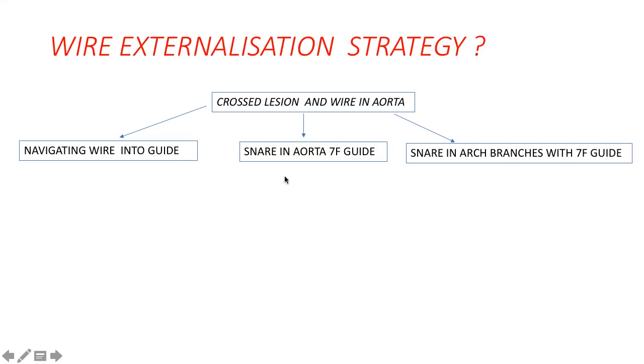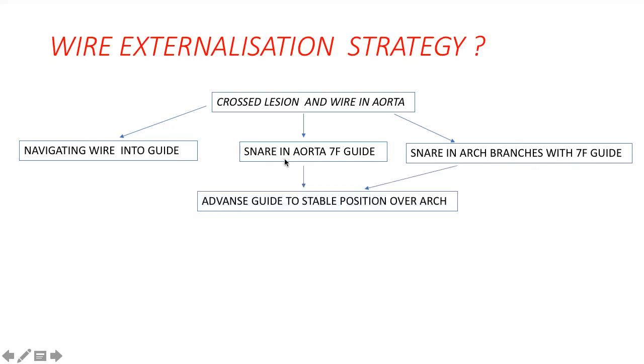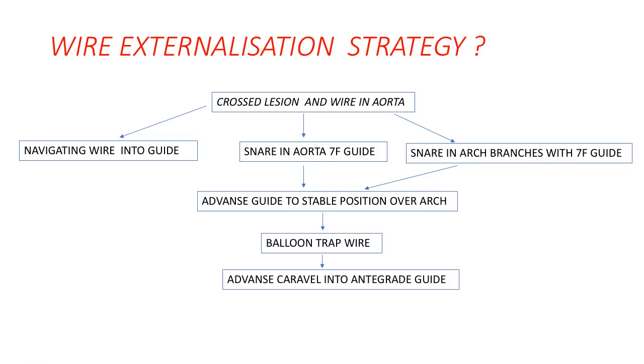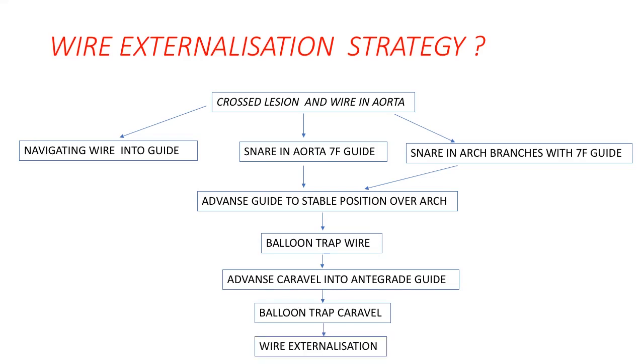views. And the second is snare the wire in the aorta, or snare the wire in the arch branches with the 7 French guide as backup for the snare. If you snare the wire in the aorta or arch branches, then you advance the guide to a stable position over the arch, and then you balloon trap the wire in the guide and advance the Caravel, that is your microcatheter, into the antegrade guide, and then balloon trap the Caravel, and then do RG wire exchange and externalization. But if you can navigate the wire into the guide, you can directly jump onto balloon trapping the wire, so we can avoid all these steps.